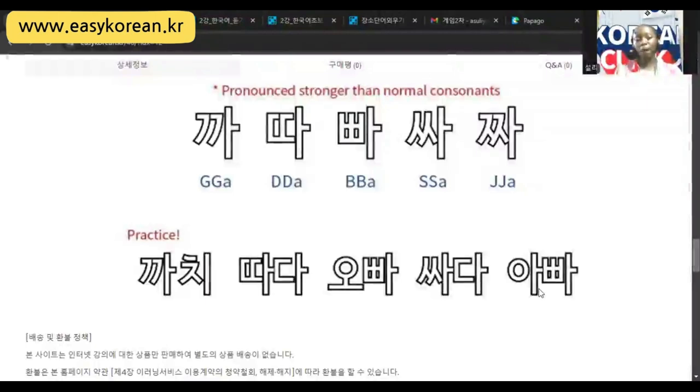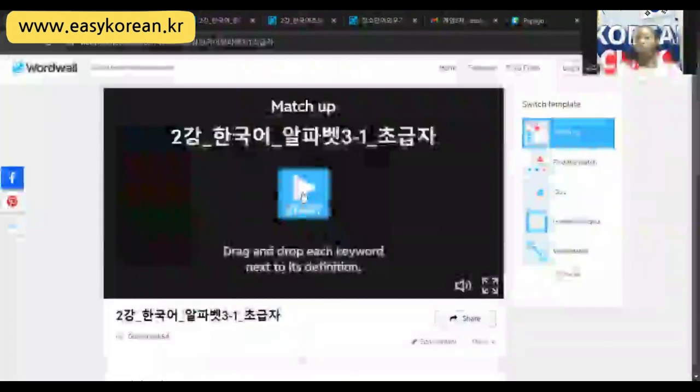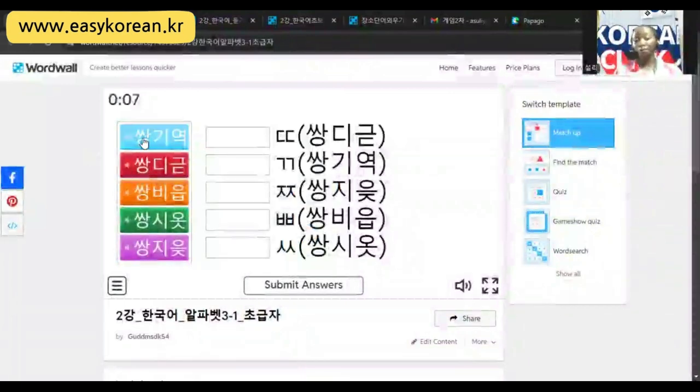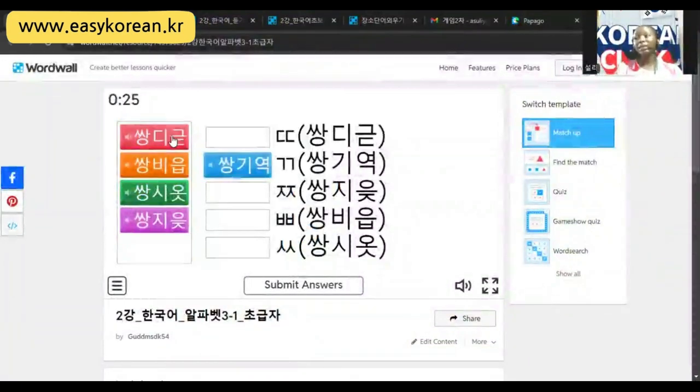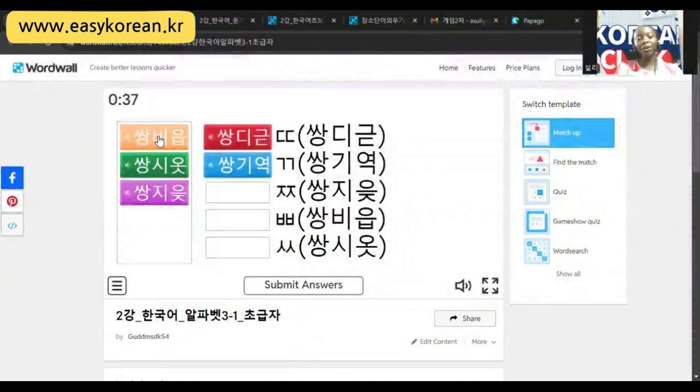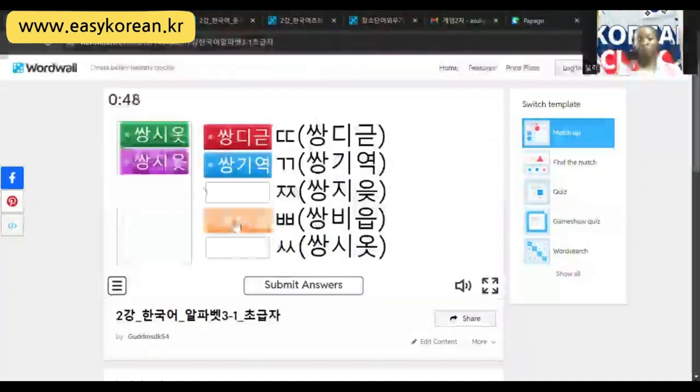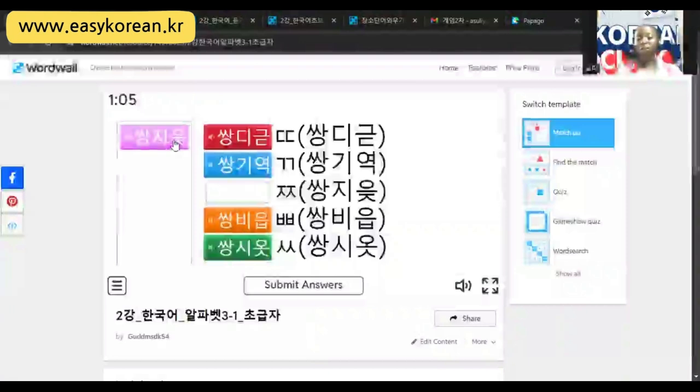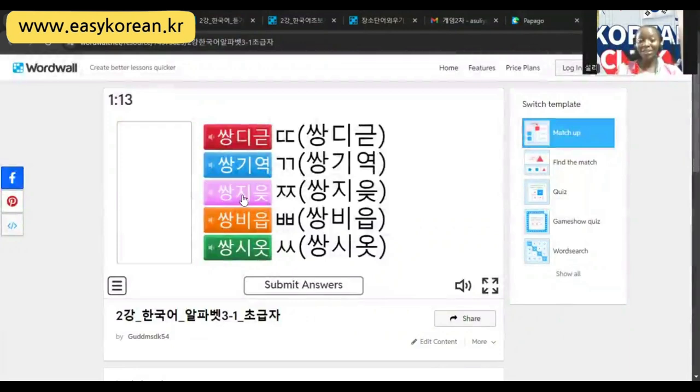Now we are going to look into the game the way we did last time, and we're going to practice together. So don't worry, I got you. Now you're going to be seeing the letters. You have to put the next one. We have 쌍비읍, that's right. And the next one, 쌍시옷. And the last, 쌍지읒, we have it here. So let's go over it again: 쌍디귿, 쌍비읍, 쌍시옷. That's the last one.